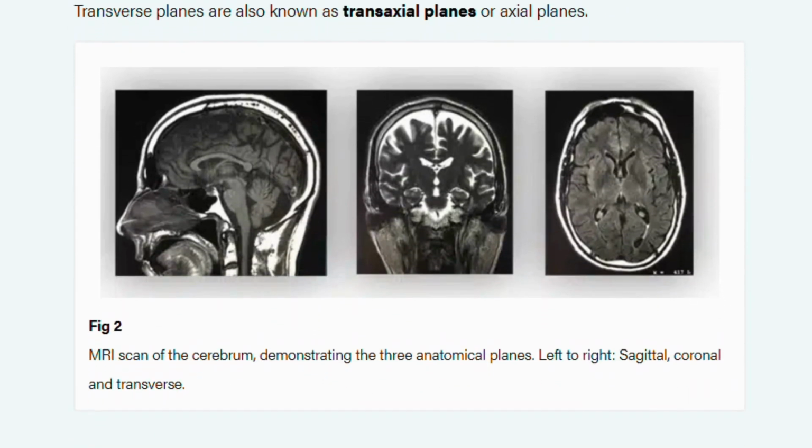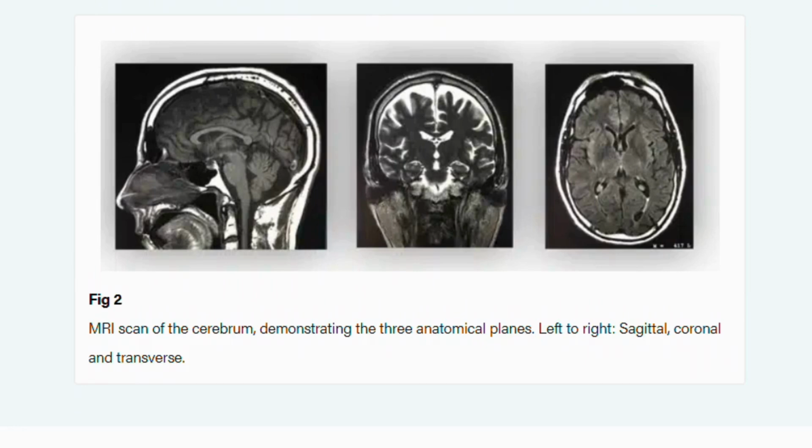Let's apply what we just learned to medical imaging. In Figure 2, this MRI scan of the cerebrum shows the three dimensions. The first image on the left is the sagittal view, the middle one is the coronal view, and the right one shows the transverse plane.